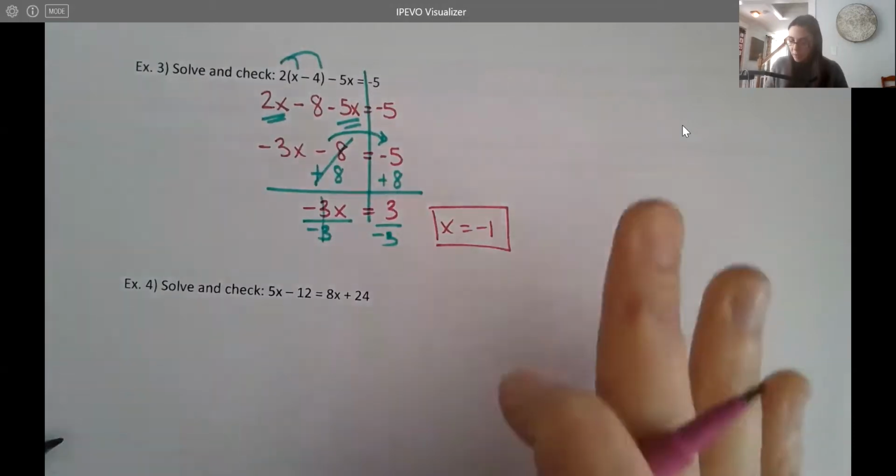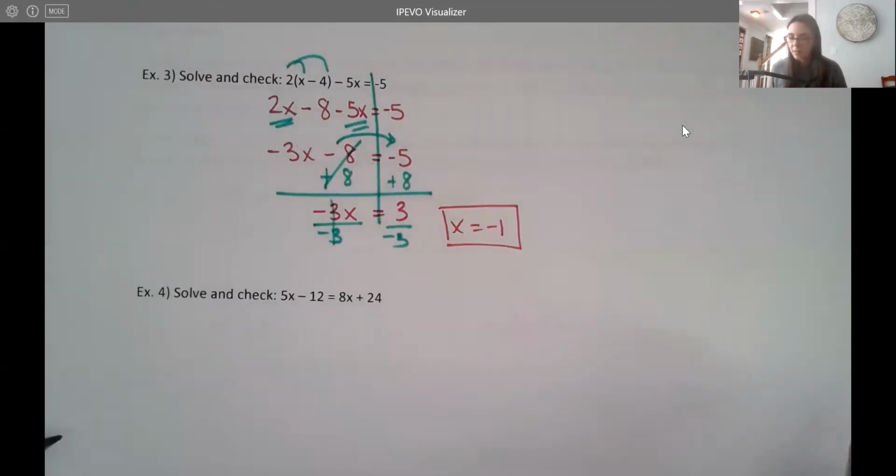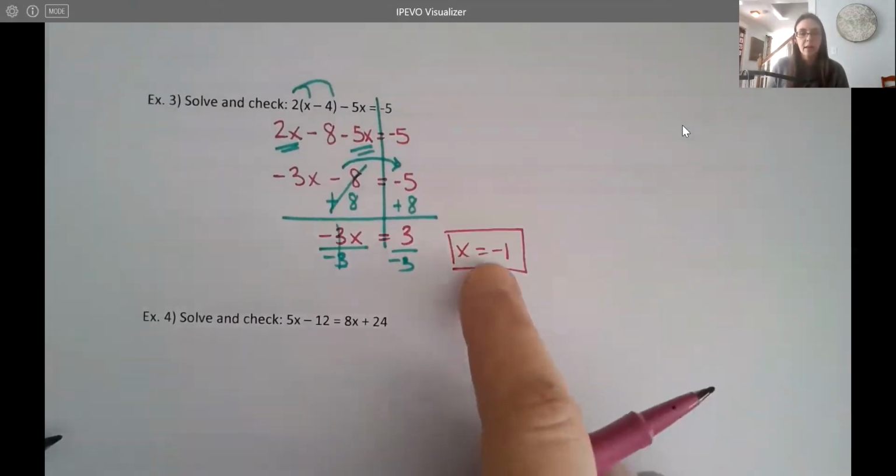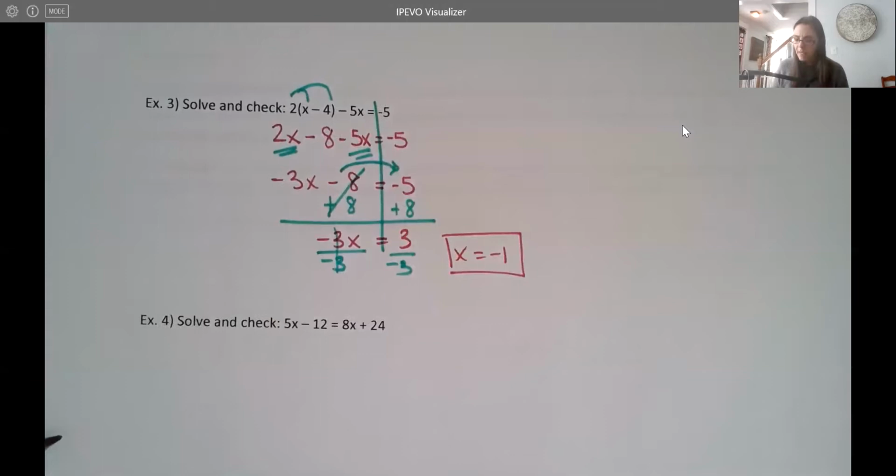All right. Now, for this one, I'm going to let you guys do the checks for the rest of them, just to save a little bit of time, but we can just take that number and plug it right back in and make sure we get a true statement. So you should see that you get -5 equals -5 once you simplify.